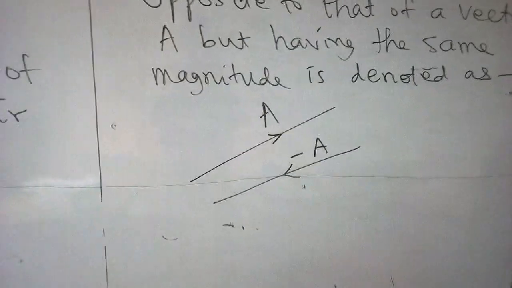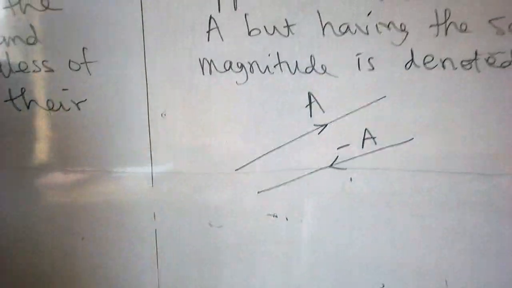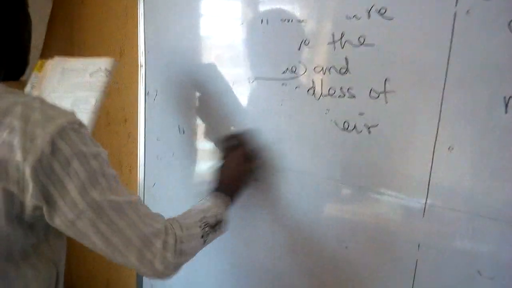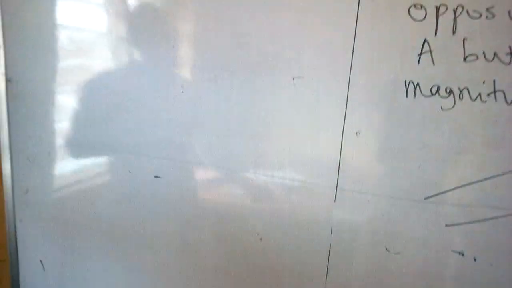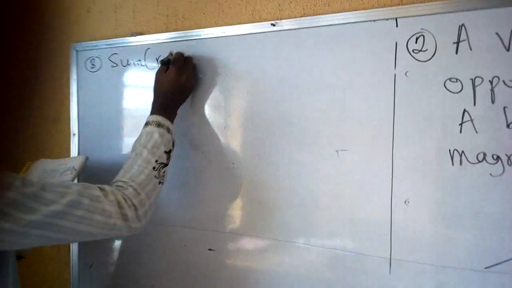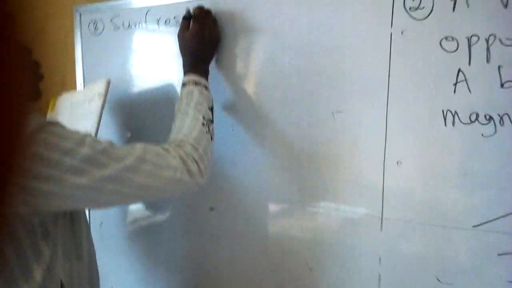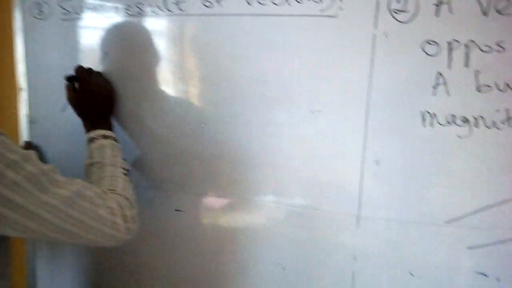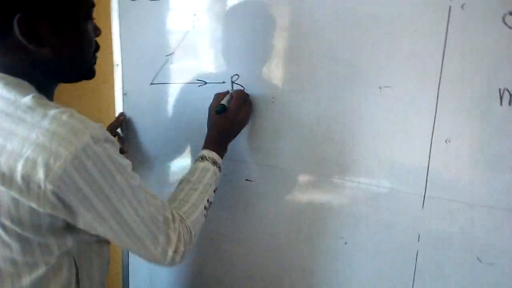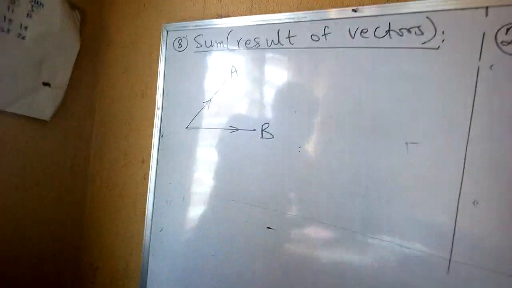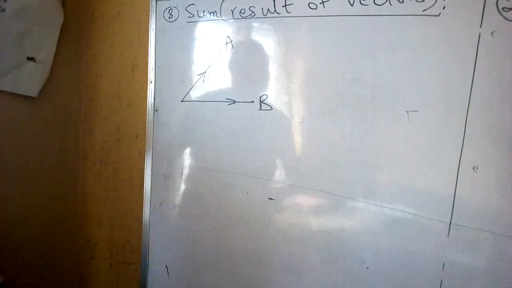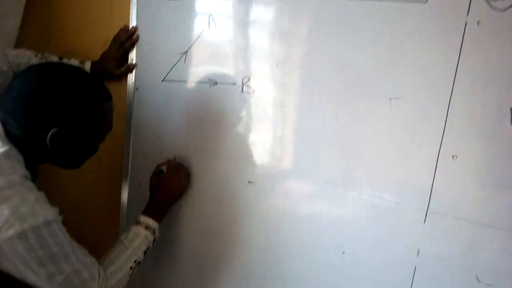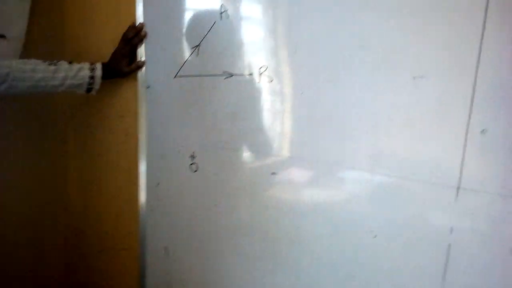Next terminology. Sum of vectors. Sum or resultant of vectors. And this is where the real work starts. So let's say we have two vectors, A and B. To add the two vectors, take note, this is very, very important. To add the two vectors vectorially, you choose a starting point, let's call it the origin.